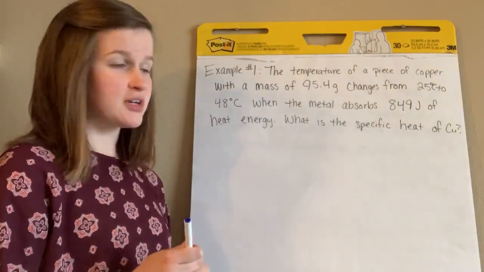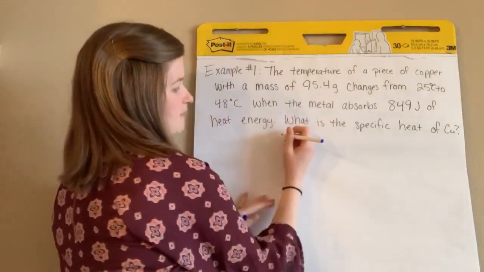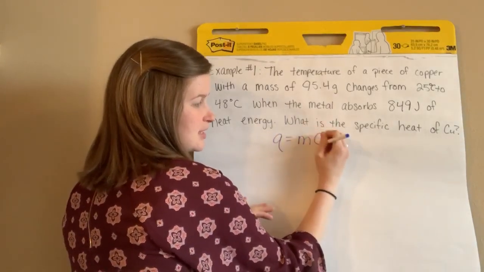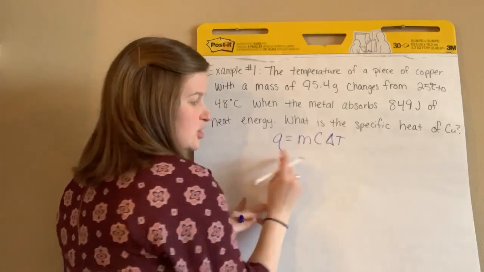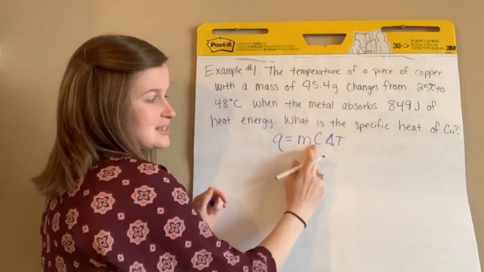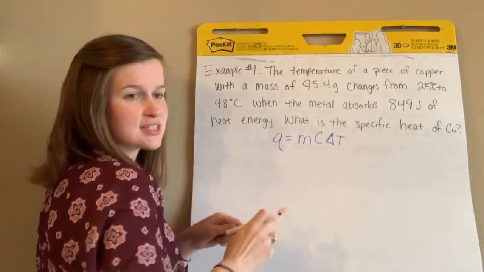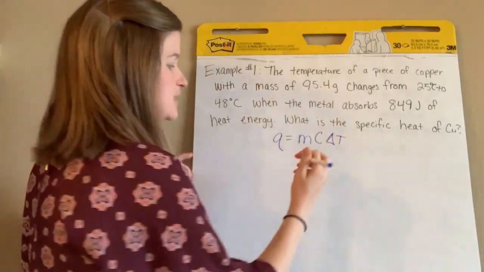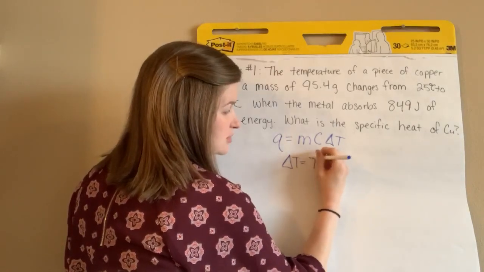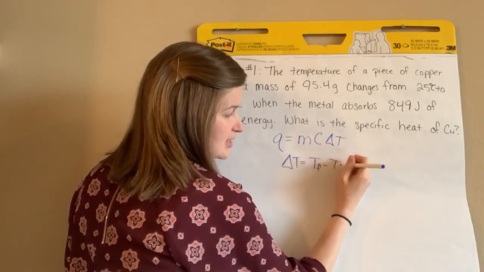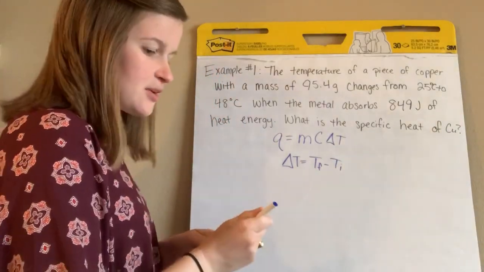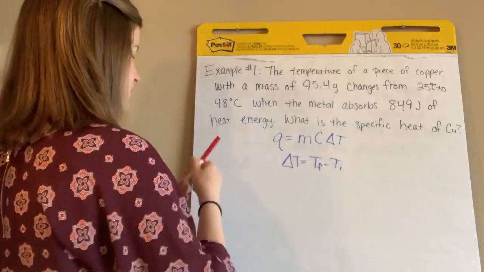We have a lot of different givens. First of all, we need to remember the equation Q equals MC delta T. Q is our heat, M is our mass, C is our specific heat, and delta T is our change in temperature. To calculate delta T, I take my final temperature minus my initial temperature. So everything that we are given, we're going to record.